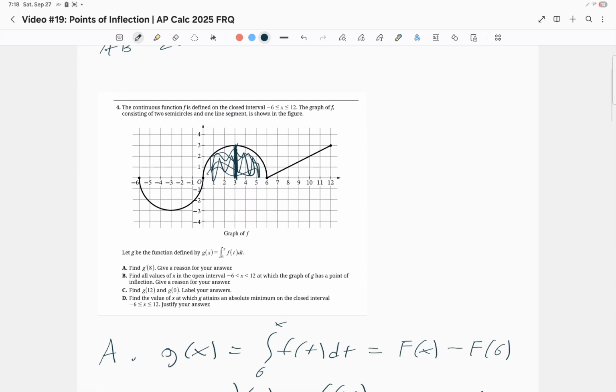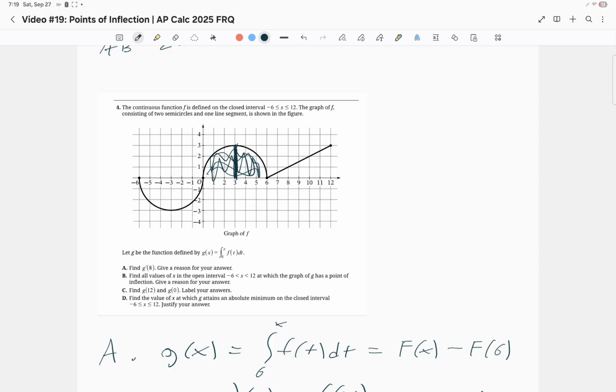Find the value of x at which g attains an absolute minimum on the closed interval -6 to 12. Justify your answer. Have to justify. How annoying, right? Nah, it's not that bad. Let me tell you right now. Okay, so we want to find when g has an absolute minimum.